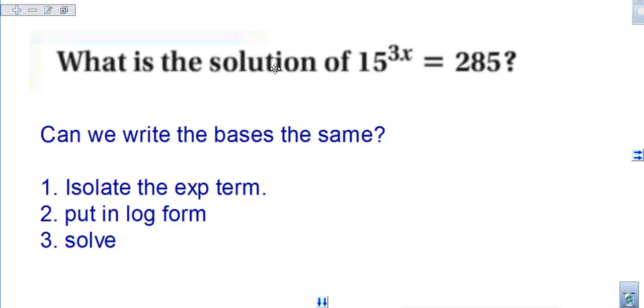Okay? So now, what is the solution to this equation? And you'll notice that we can't really write 285 as the same base, okay, as 15.